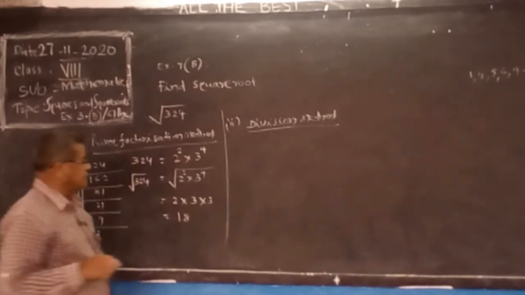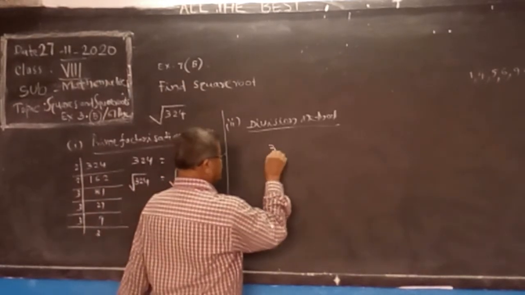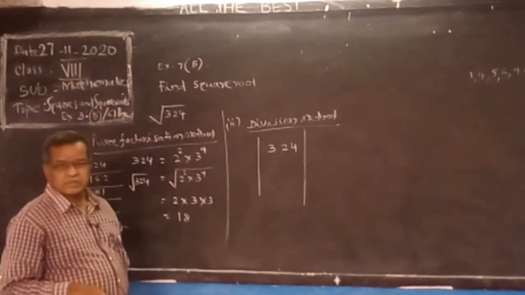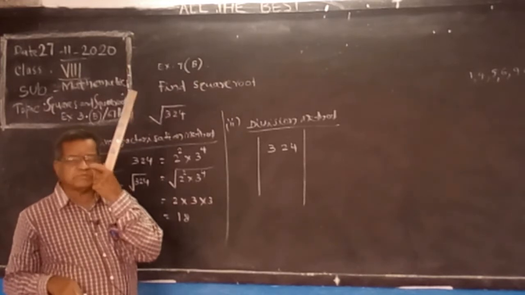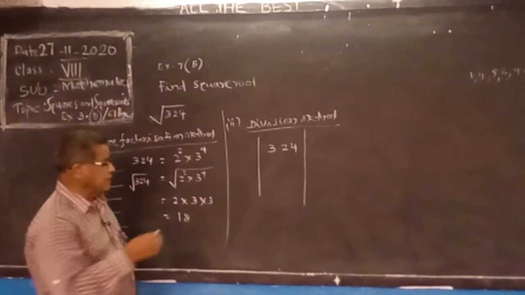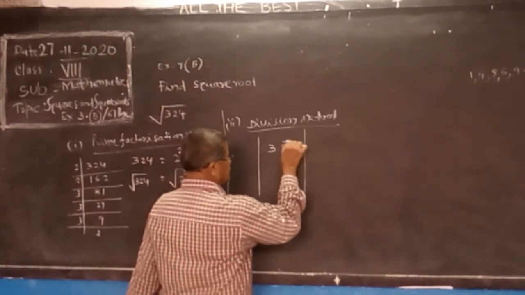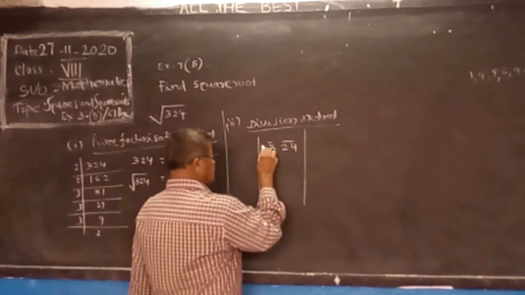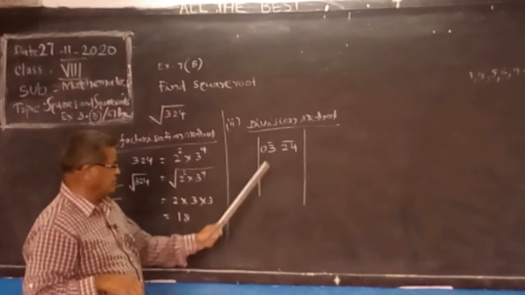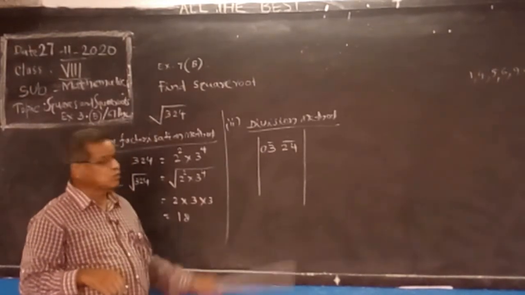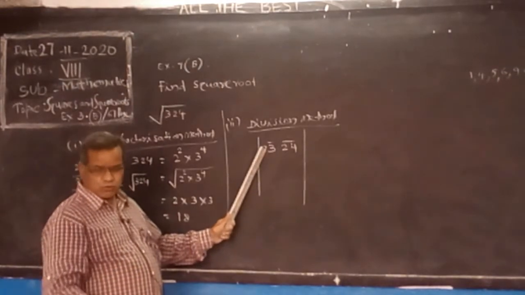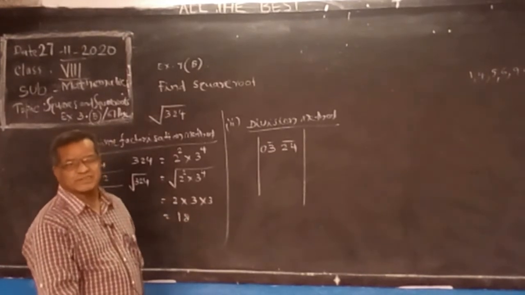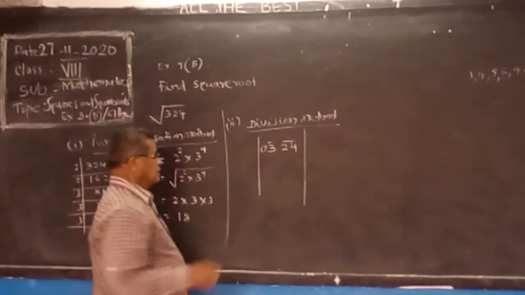Now this is the division method. Division method, 324. How to do this? Division method takes less time. Make pairs from the units place. Make pairs: 24. Here only 3. You can put 0 also for making a pair. It makes no difference. Putting 0 here, no difference, no change in value. But putting it here, the value will change.